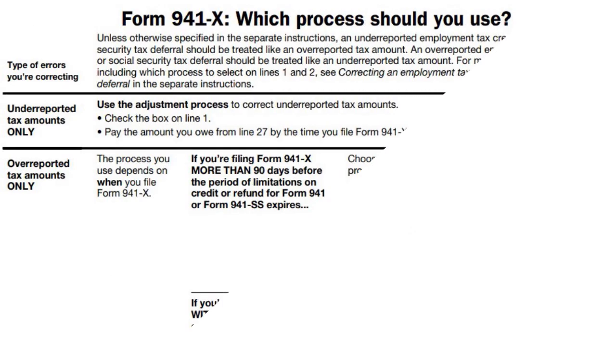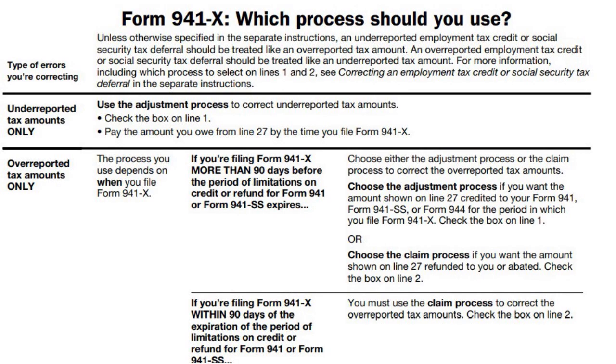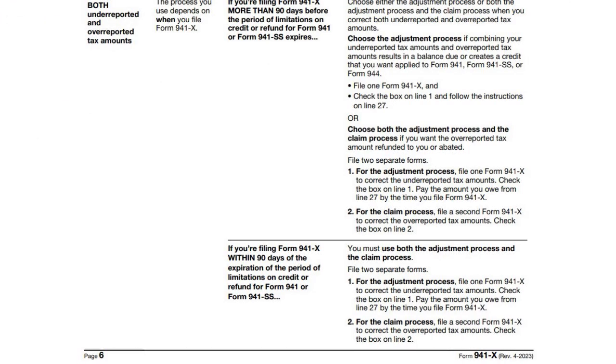So the first one was if you had underreported or overreported. And this screenshot is for both underreported and overreported tax amounts. So there are specific rules to follow depending upon the scenario that's applicable to your business. Okay, and there are some deadlines that you need to be aware of when it comes to filing Form 941X. And depending on your situation, you want to file Form 941X as soon as possible.